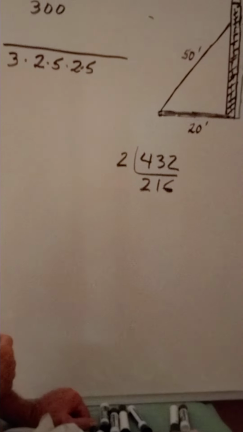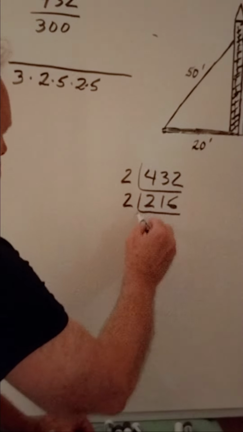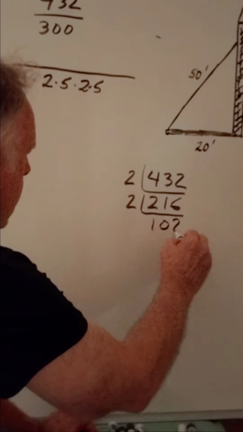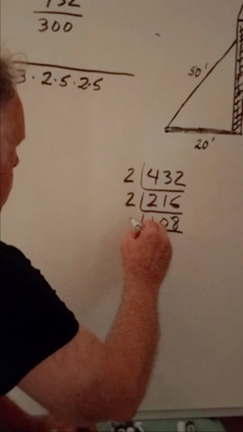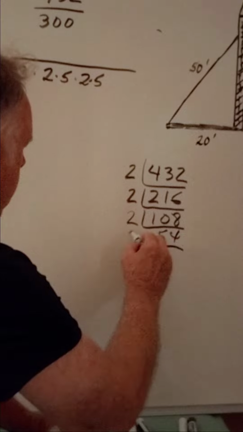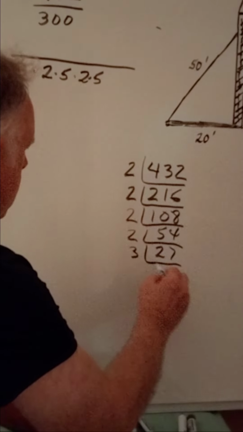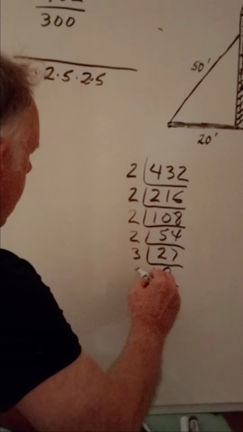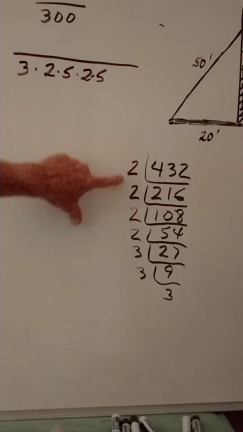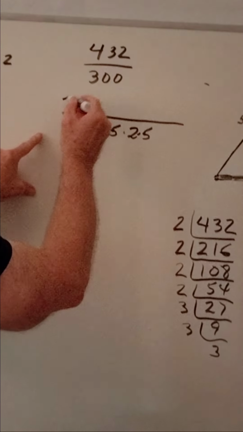That'd be 216. We can do 2 again, and that would be 108. We can do 2 again, and that would get it down to 54. We can divide by 2 again, and that'd be 27. Now we'll go to 3. We'll have 3 and 9, and 3 and 3. And so we'll have on the top a total of 4 factors of 2.